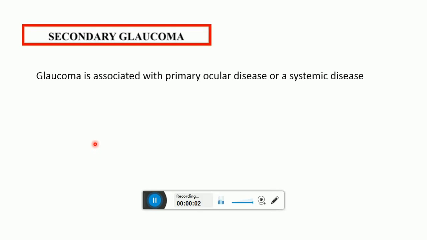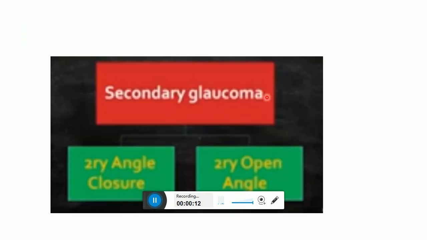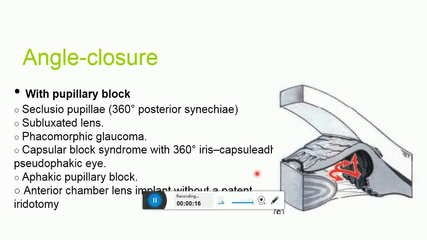So we have dealt with primary glaucoma. Now we will start secondary glaucoma, which is associated with primary ocular disease or systemic disease. It is subdivided into angle closure and open angle. Secondary angle closure is further divided into pupillary block and without pupillary block.